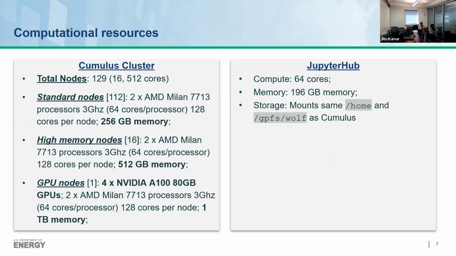High memory nodes, there are only 16 of those, but in almost all regards they're exactly the same, except that you have double the memory available, so around 512 gigabytes of memory. And then we have a few GPU nodes. Again, they're very similar to the rest of the nodes in terms of their processors. They have a terabyte of RAM available, and they all have 4 NVIDIA A100 GPUs on them.